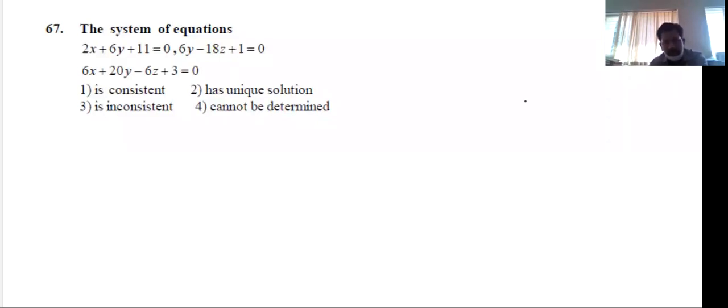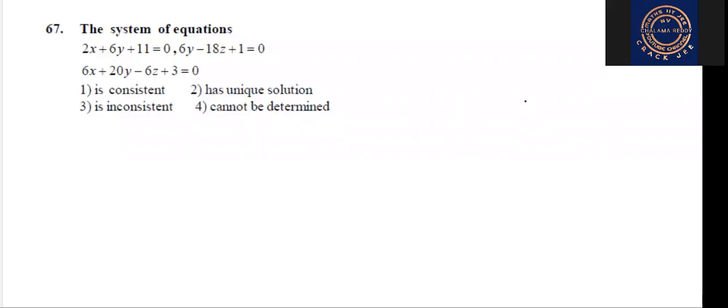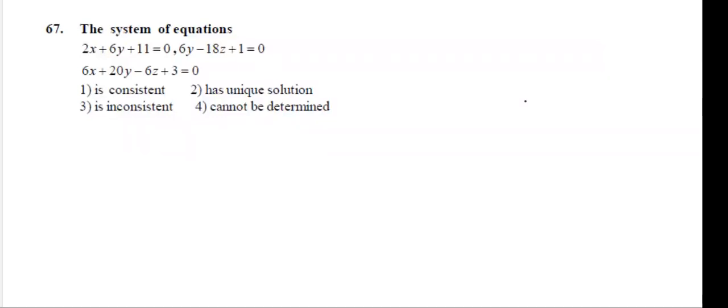In the previous class we completed the concept of consistent and inconsistent systems of non-homogeneous as well as homogeneous equations. Now this is a level 1, 67th question. Observe this question. We need to write the augmented matrix. So how to write the augmented matrix, students?